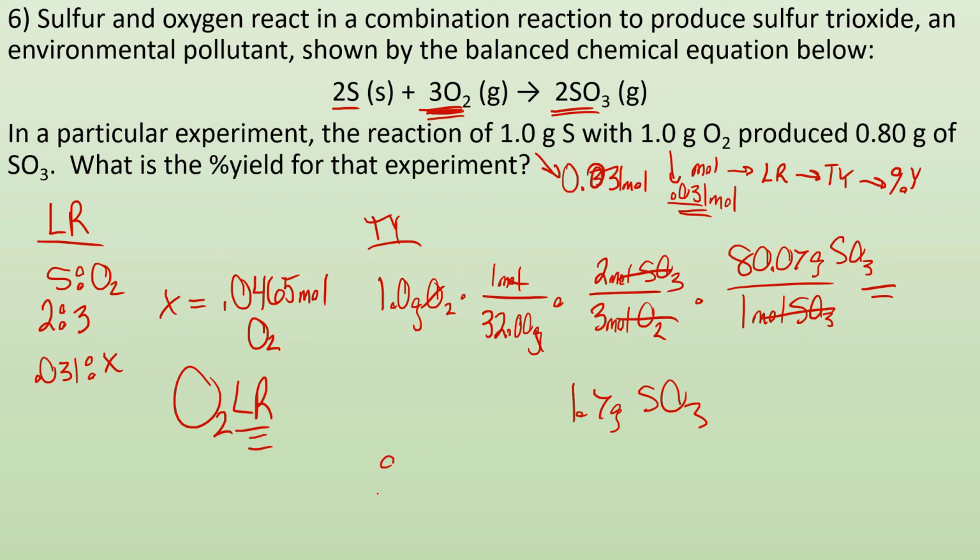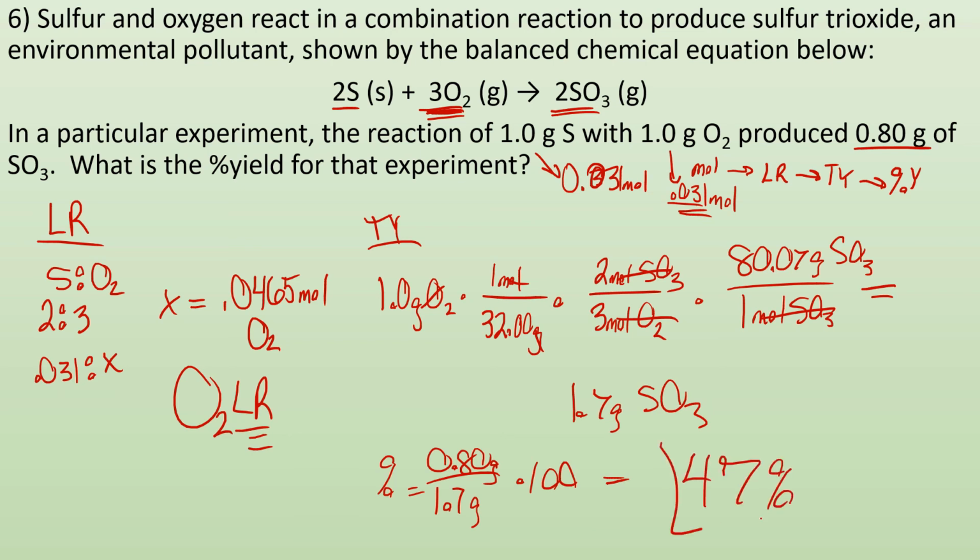Now my percent yield is what I actually got, which they said was 0.8 grams, divided by what I could have gotten, 1.7 grams, times 100. And when I do that, I get 47% as my percent yield.